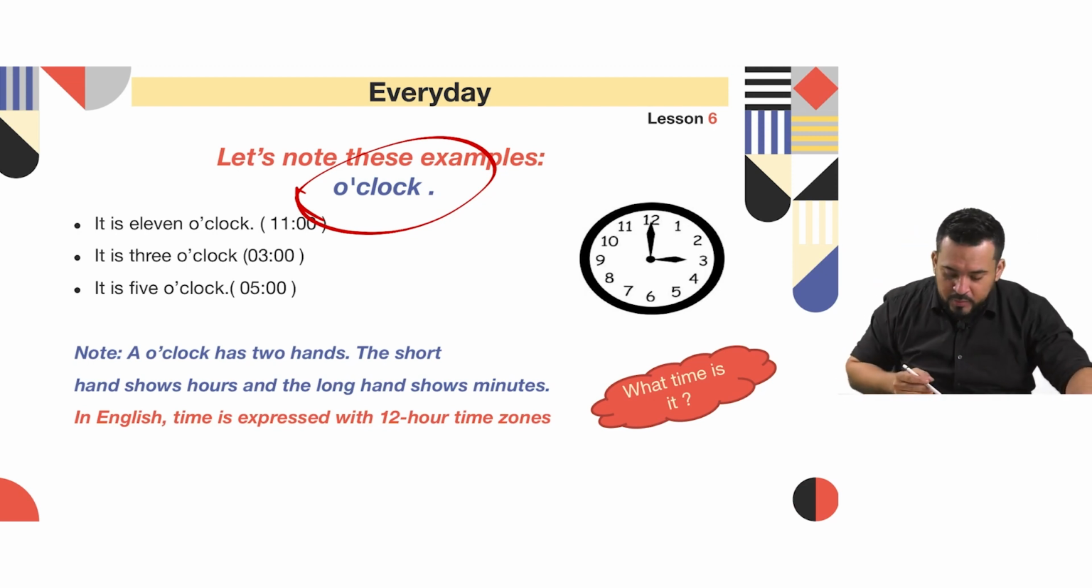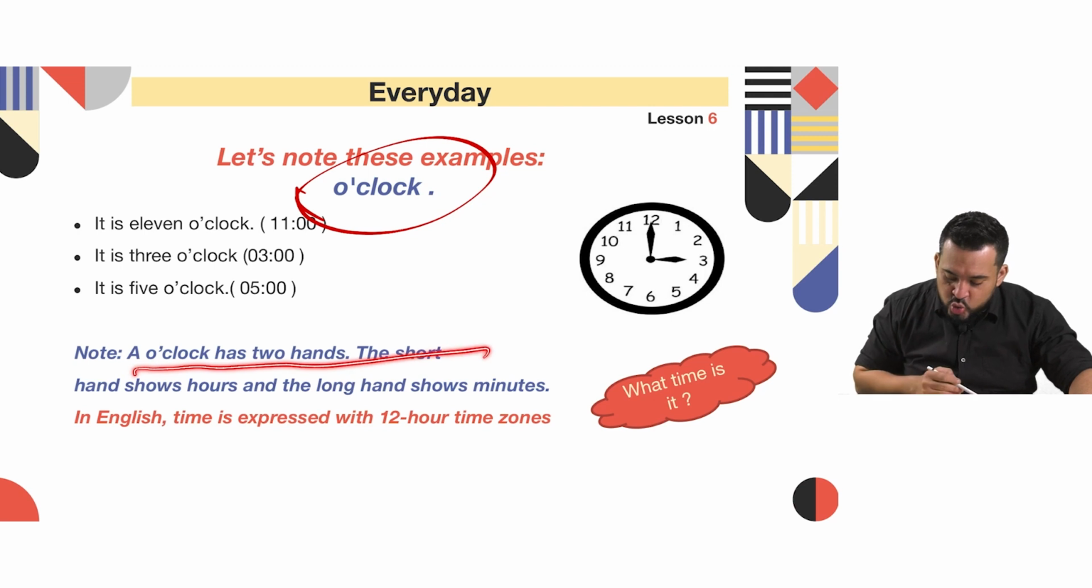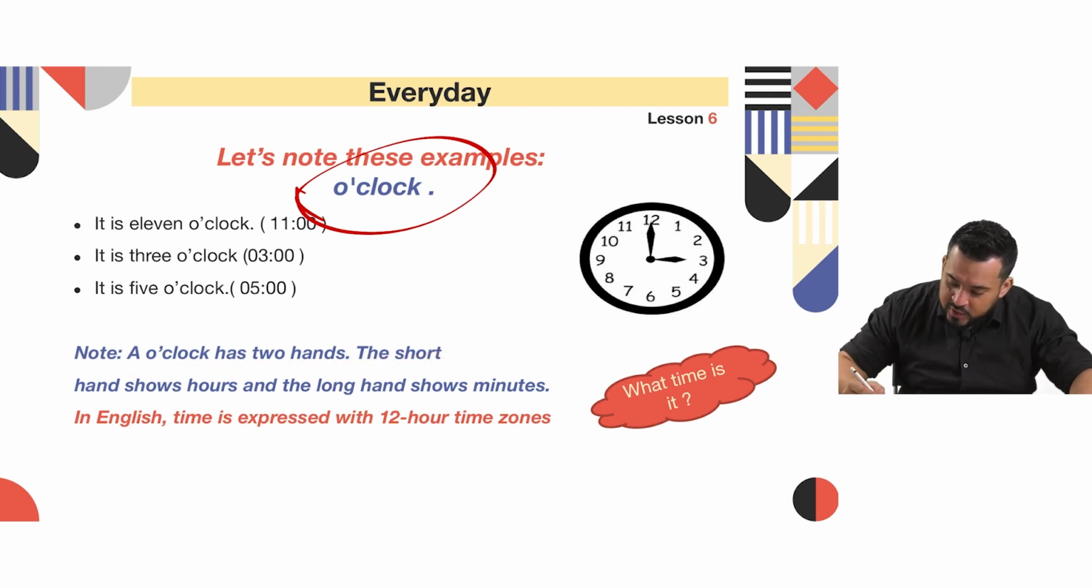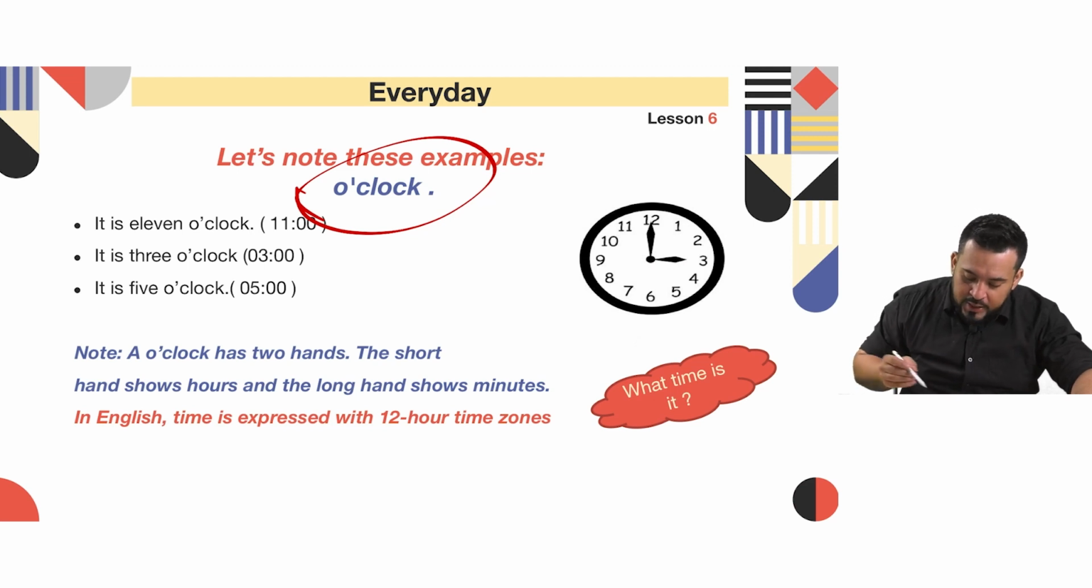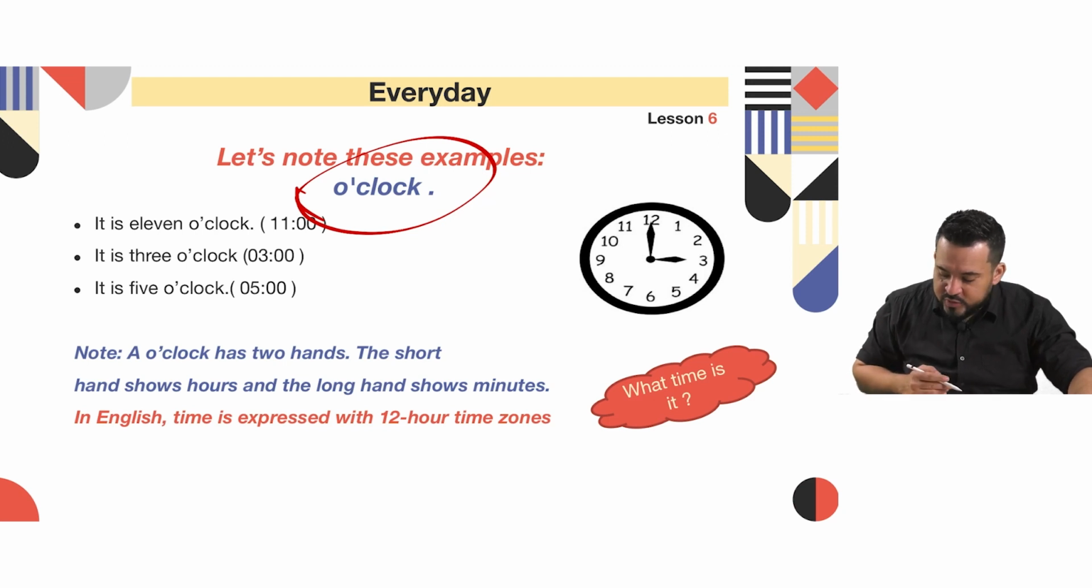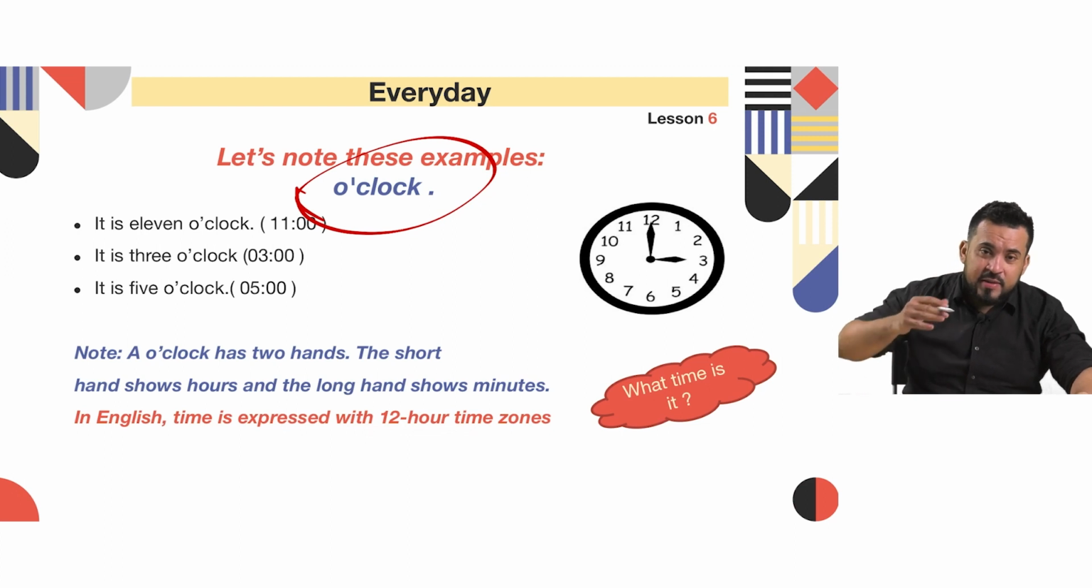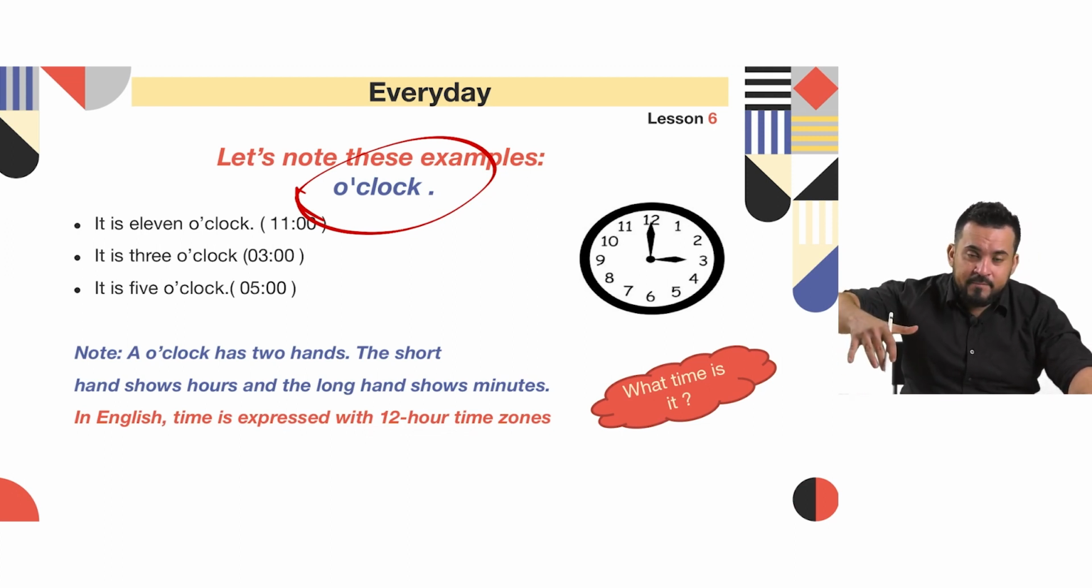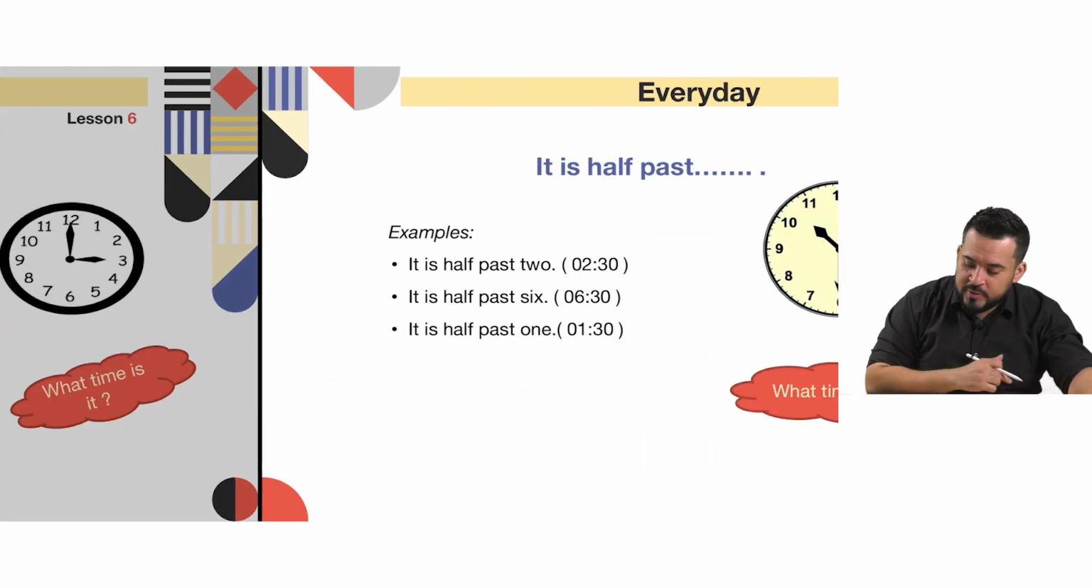5 o'clock. A clock has two hands. Okay? So this is the long hand. This one is for the minutes. And the short hand is for the hours. In English, time is expressed with a 12-hour time zone. Okay, a 12-hour time zone. What does that mean? It means in the morning we use the AM, and then in the afternoons and evening we use the PM. Okay, 12 hours and 12 hours.